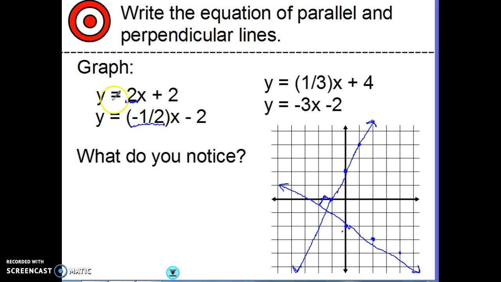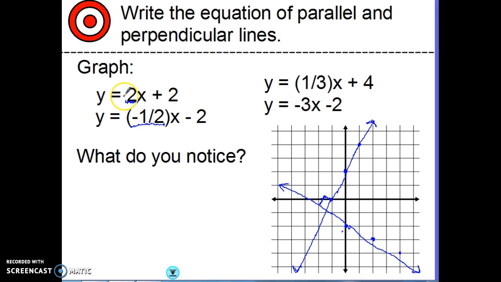So what is special about these slopes that makes them perpendicular? Well, compare these two slopes and then compare these two slopes. You'll notice that these all have the same number in them. So this one has a 2, and this one has a 2, this one has a 3, and this one has a 3.